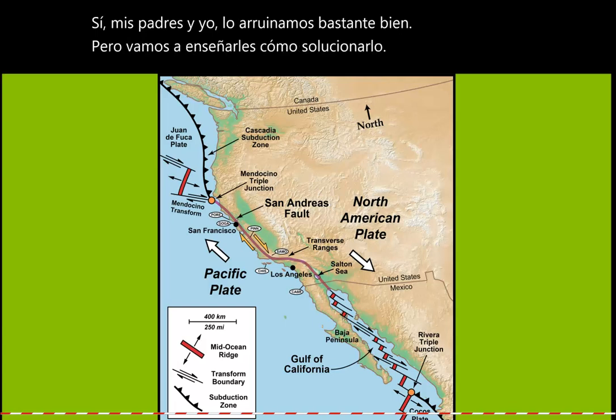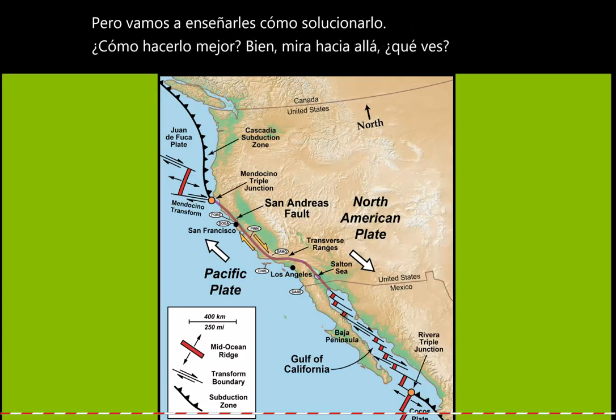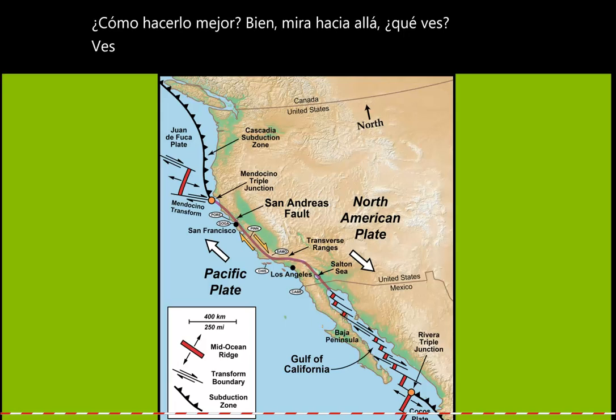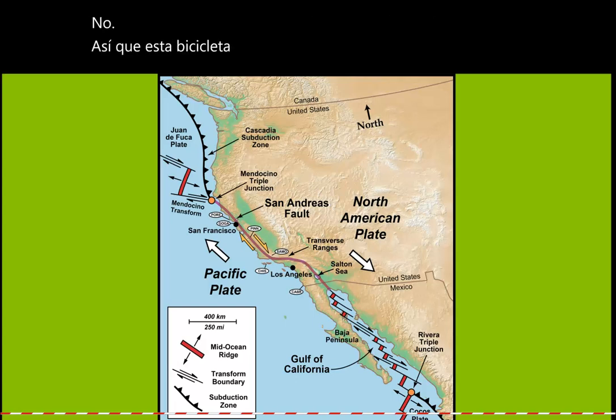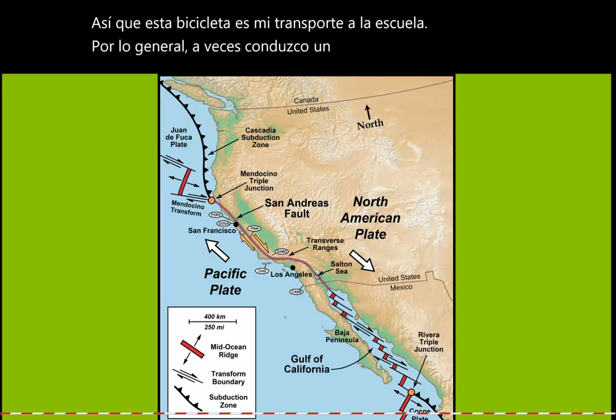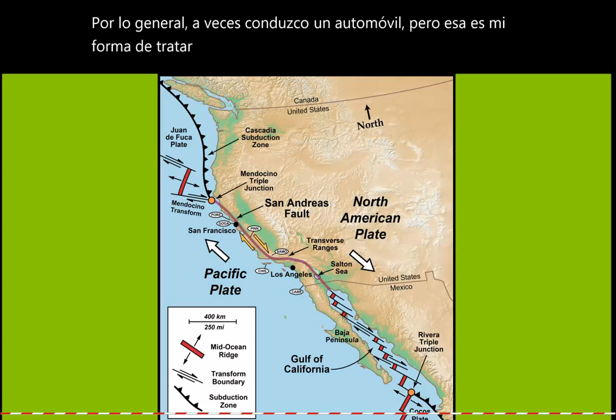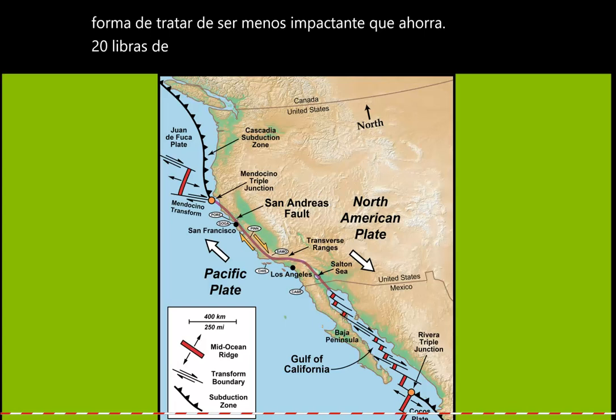Okay? One way, look over there. What do you see? You see a really awesome, beautiful bicycle, don't you? So this bicycle is my transportation to school, usually. I do drive a car sometimes, but that's my way of trying to be less impactful. That saves about 20 pounds of CO2 from the atmosphere per day when I take my bicycle instead of driving.